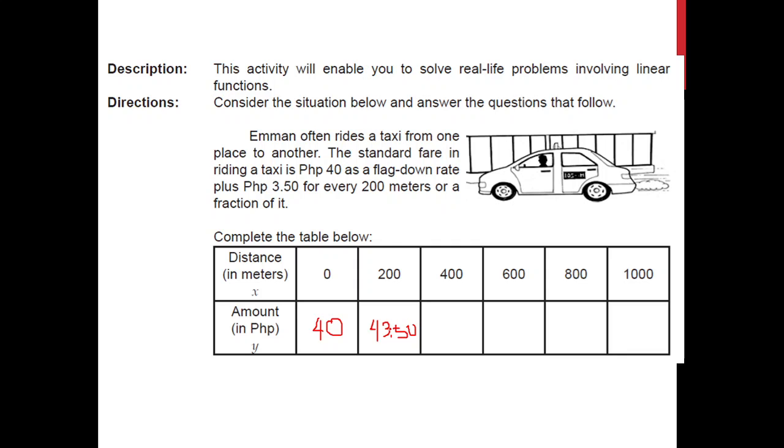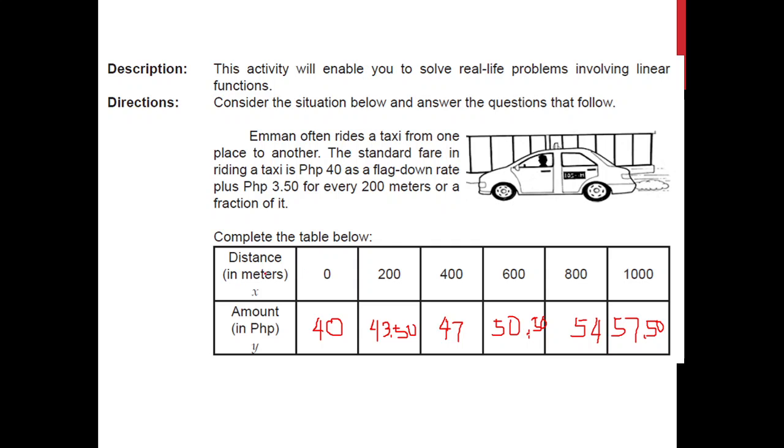So this becomes 47. On the next 200 meters, this will be added by another 3.50. Now this becomes 50.50. Next, on the next 200 meters, another 3.50. This becomes 54. And on the next 200 meters, another 3.50. Now this becomes 57.50. Okay, so we now have our table of values.